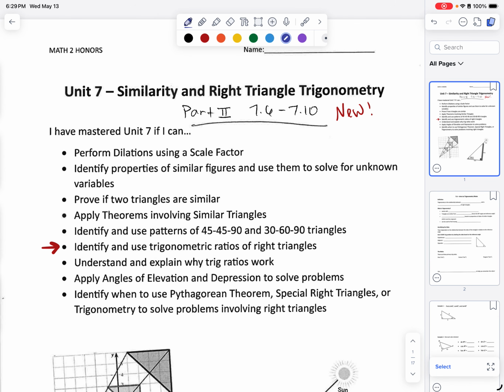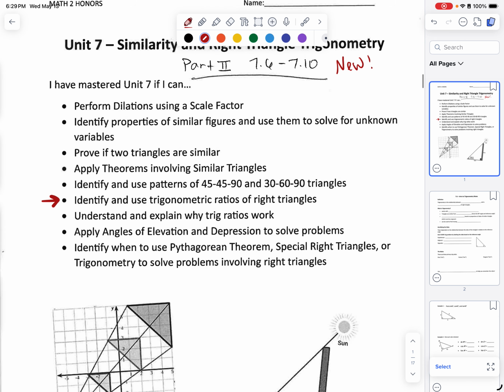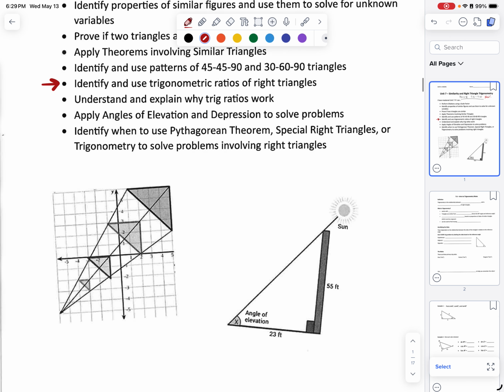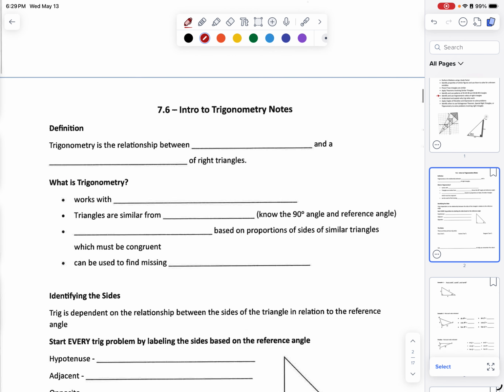All right, grab your new notes packets. We are going to get started on our 7.6 notes. We are identifying and using trigonometric ratios with right triangles.